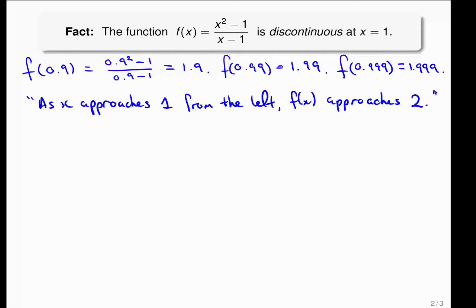Now, mathematically, we articulate this by saying that the limit of the function as x approaches 1 from the left is equal to 2. Note that the concept of approaching x equals 1 from the left is denoted by this negative sign here. And this limit is an example of what's called the left-sided limit.